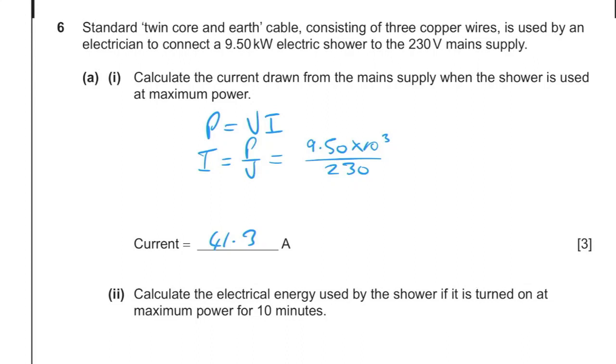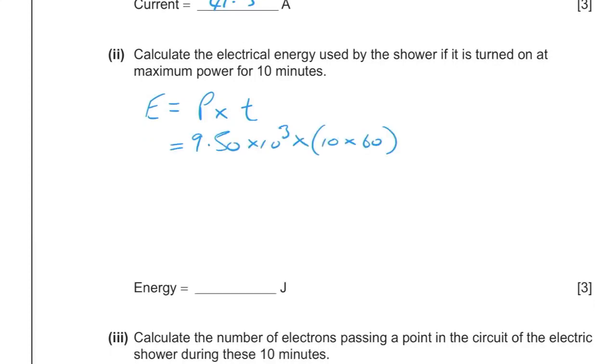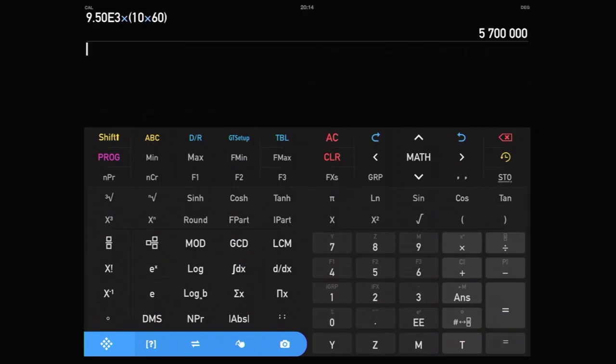Calculate the electrical energy used by the shower if it is turned on at maximum power for 10 minutes. So we have a power and we have a time, so we should be able to work out an energy. So energy used is going to be power times time. And remember that we need time in seconds and power in watts. So 9.50 times 10 to the 3, and then multiply by 10 times 60 to give the total number of seconds in 10 minutes. And that gives us 5.7 million joules.